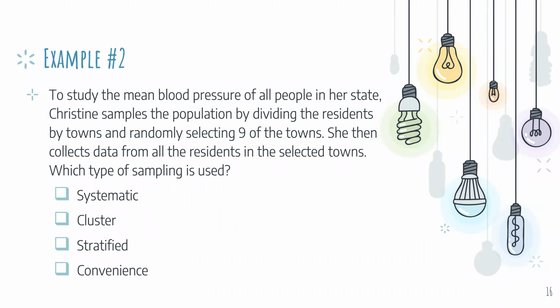All right, so we have kind of the same situation. We have Christine that wants to study the mean blood pressure of the people in her state. So people in her state is the population. She's going to divide that by town. So town 1, town 2, 3, 4, 5, I don't know how many she has. But then it says that she randomly selects 9 of the towns. And then all of the residents in each of the towns is selected to complete whatever it is that she's doing. Maybe it's a survey. So if you use all of the people within a group, and the groups are the ones that are chosen randomly, that is cluster, right? Remember that in a cluster, you choose your groups randomly, and then everyone inside those groups gets selected. In stratified, you divide your population and you take individuals randomly from each group.